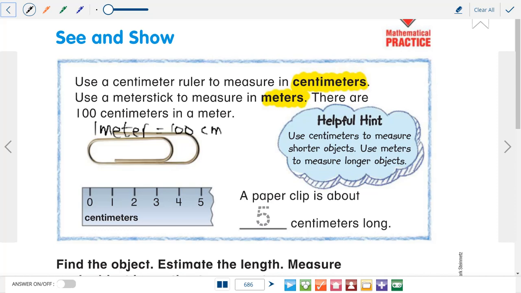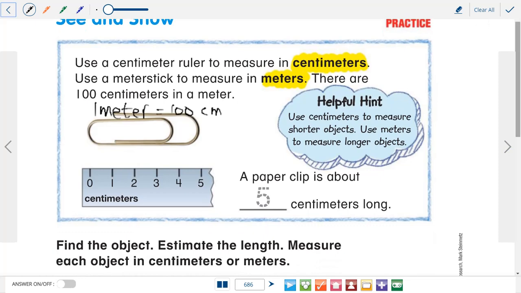Now, look at this paper clip. What is the length of it? It is about 5 centimeters long. It's a piece of ruler. We use that to measure the length of the paper clip, okay?